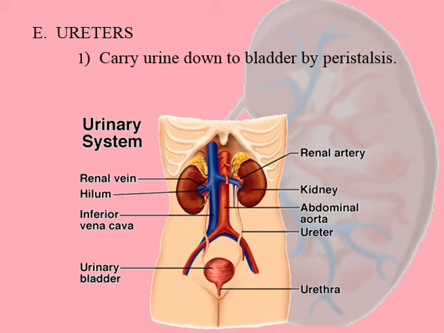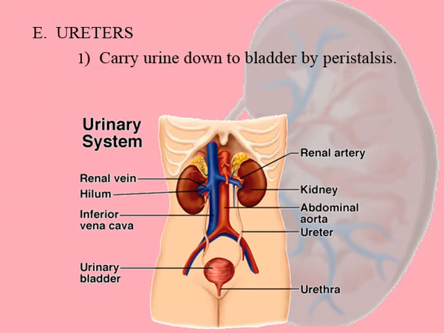Right, so what do we do with the urine once it's formed? Well, it goes into your ureters. So it's going to go into the renal pelvis, into the ureters, and the ureters are going to carry the urine down into the bladder by peristalsis. So there are peristaltic contractions that cause the urine to move down into the bladder.